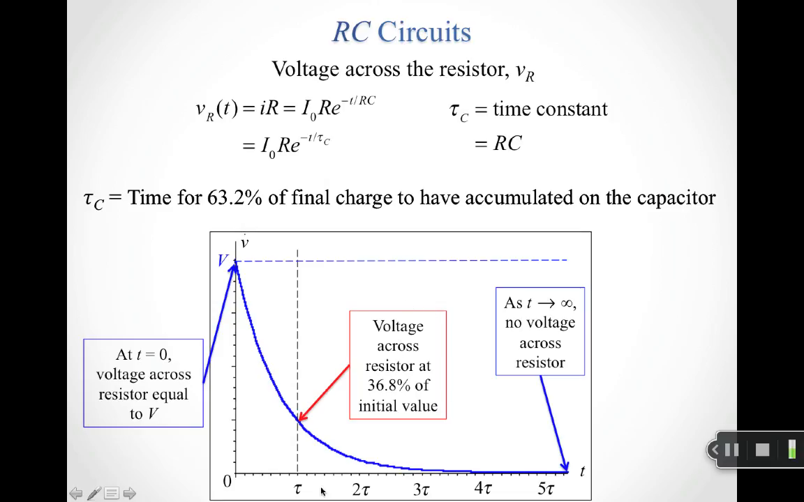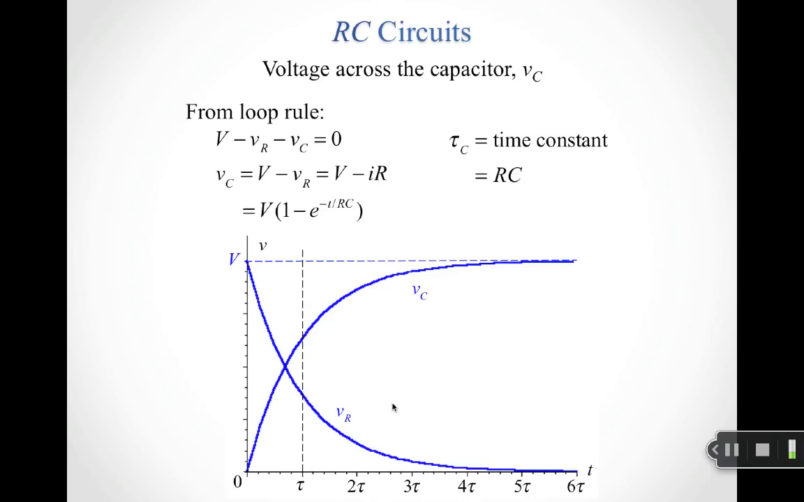But I can also think of it as, well, now what it's telling me is one time constant is going to be the time it takes for the voltage across my resistor to have dropped to 36.8% of its initial value. And again, in our simple circuit where we just have a battery, a resistor, and a capacitor, that initial value is just the voltage of the battery.